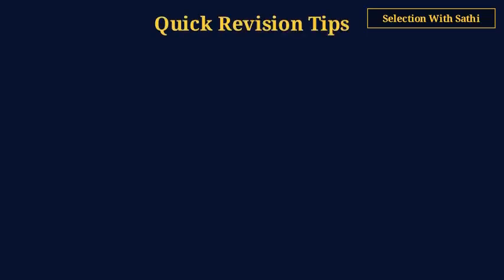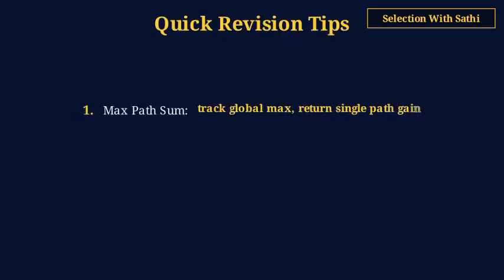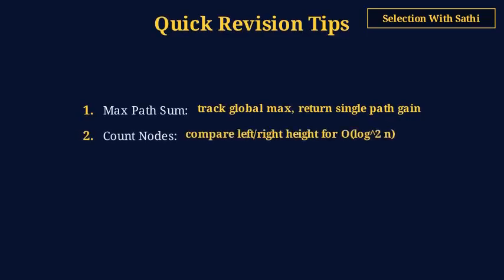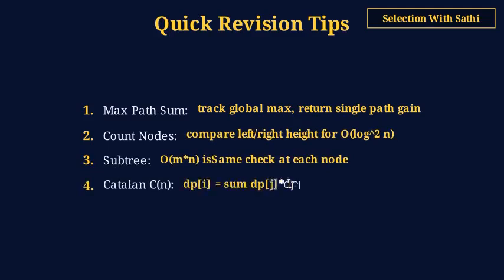Quick exam tips for tree DP and counting. First, max path sum, return single side gain upward. But at each node, check the both sides path as a turning point. Ignore negative branches with max of 0.